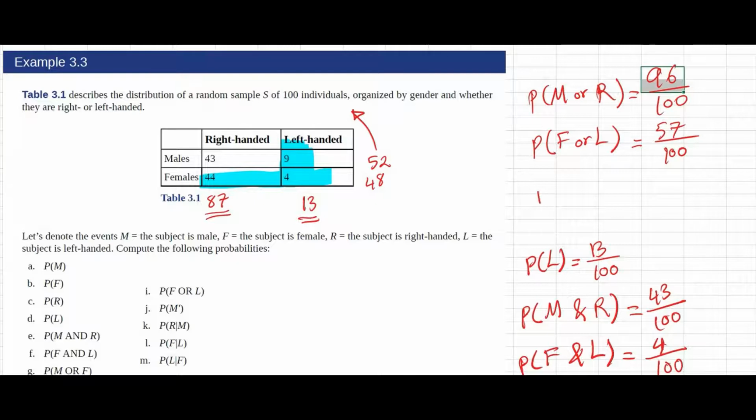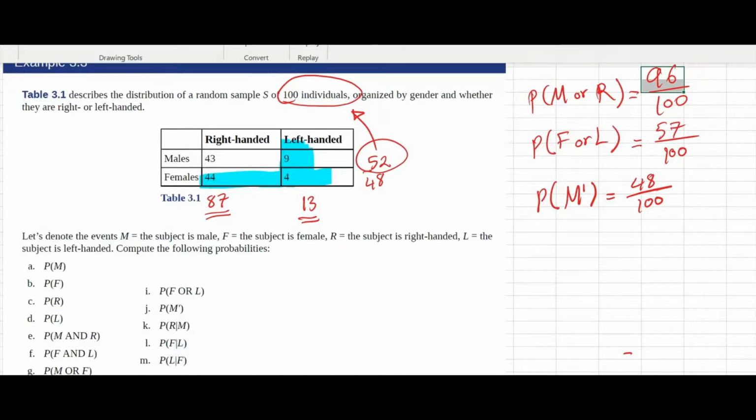Next, we will find the probability of the complement of males. So the complement of males is basically the rest of the individuals in the sample space that are not males. So 100 minus 52 is 48. I have 48 out of 100. Basically, this is the probability of selecting a female, just like we computed previously.